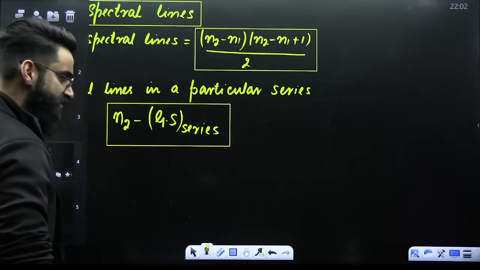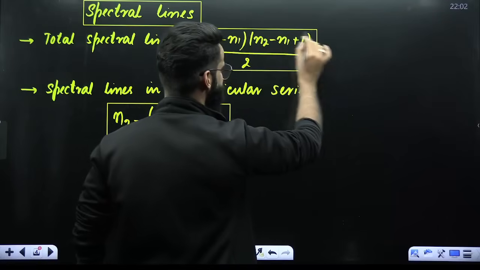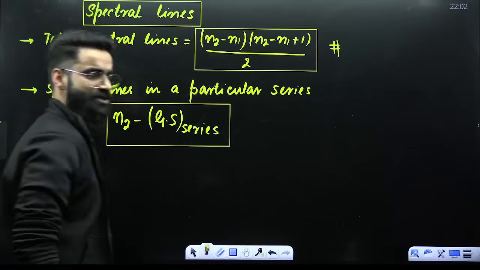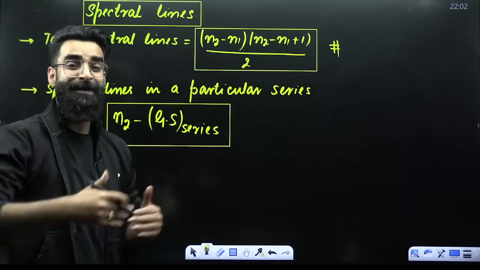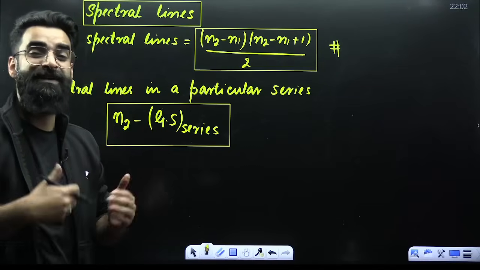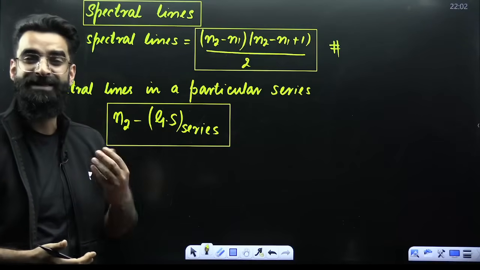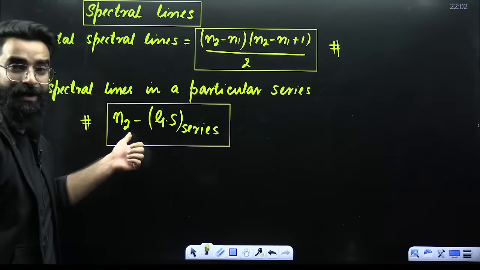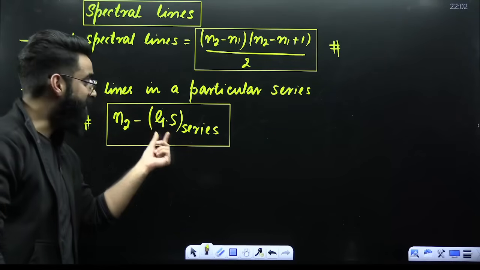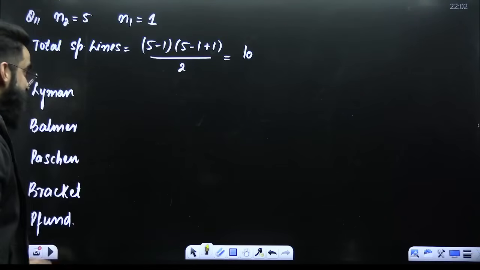Moving on to concept number 2. As you all must be knowing, this is the formula to calculate the total number of spectral lines when the electron makes a transition. Now, my dear students, out of the total spectral lines, how many spectral lines will fall into Lyman series? How many into Balmer series? How many into Paschen series? That's given by this formula, which is n2, the higher energy state, minus the ground state of that particular series which we are talking about. For example, what does it mean?